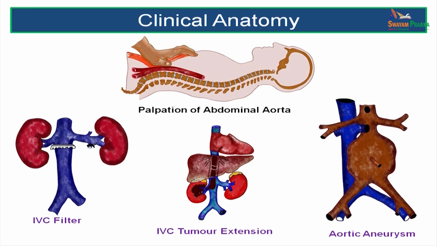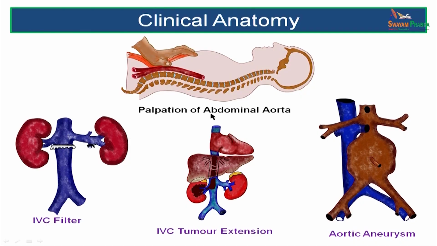Some of the clinically relevant aspects of the abdominal aorta and inferior vena cava that we will be studying today are palpation of the abdominal aorta, the inferior vena caval filter, inferior vena caval tumor extension and aortic aneurysm, among other clinical entities.